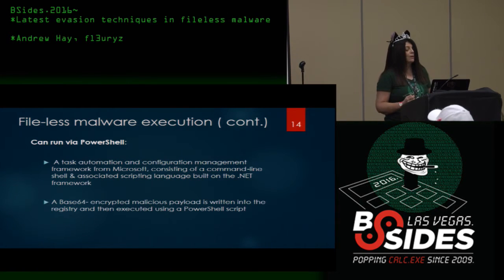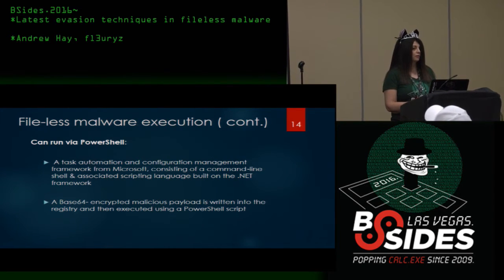And more recently, PowerShell. So what is PowerShell? It's a task automation and configuration management framework from Microsoft. It consists of a command line shell and associated scripting language built on the .NET framework. That's the official definition. So a base64 encoded malicious payload is written into the registry and then typically executed using a PowerShell script.